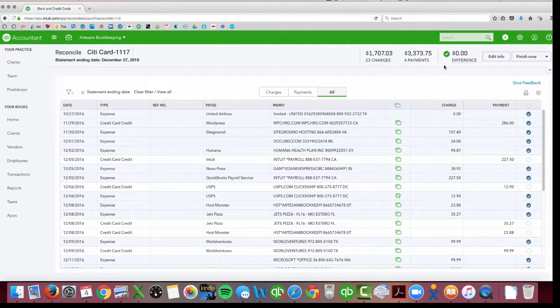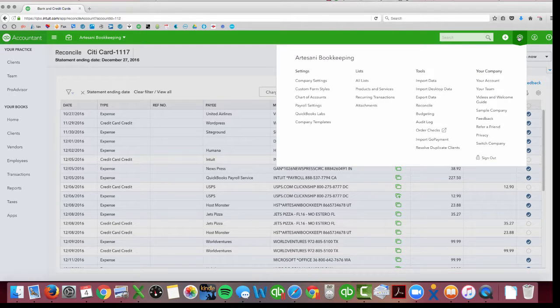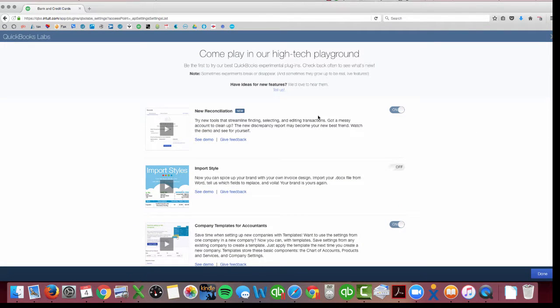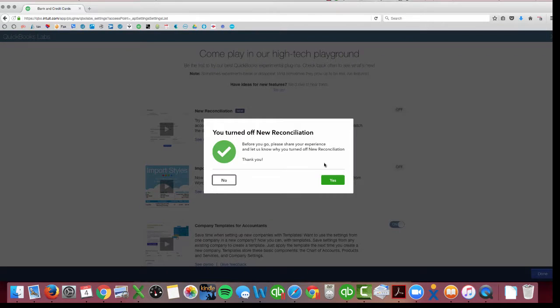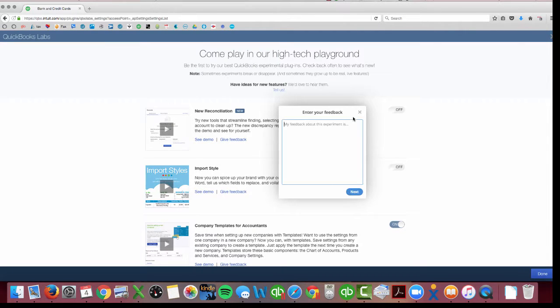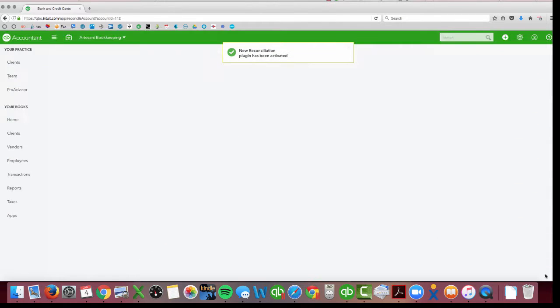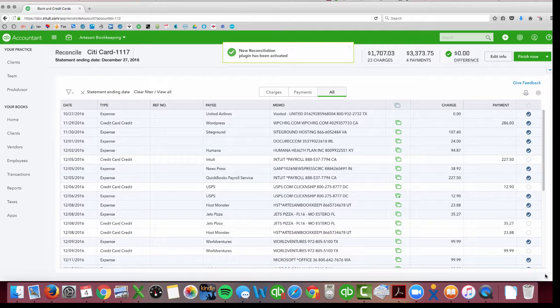I'm also using the new feature, the different way of doing the reconciliation, and that's in the Labs section. You can go to your gear wheel, go to QuickBooks Labs. It does have a few little bugs in it, so if you find something's not quite right on a report, you can shut it off. I have it on, but you can easily turn it on and off if you want. I happen to like it. I think it's really good. If you use the bank feeds, it makes reconciling easy unless you have something like this happen where the transactions didn't flow in quite right.